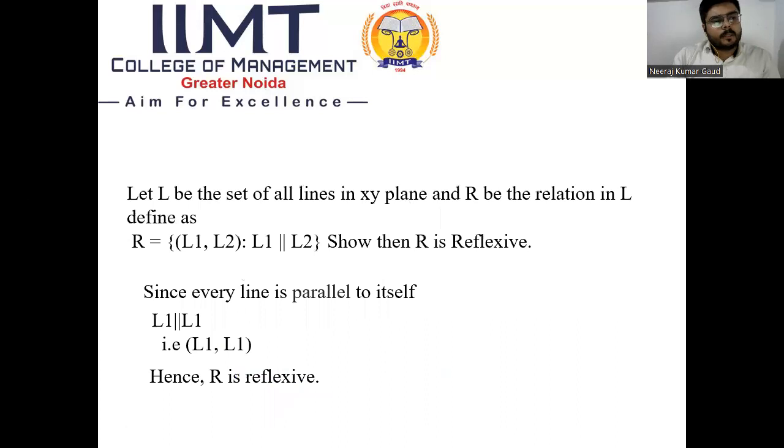Take another example. Suppose L is the set of all lines in the xy plane and R is the relation in L defined as R equals {(L1, L2) such that L1 is parallel to L2}. Now we are going to show R is reflexive. Solution: since every line is parallel to itself, that is L1 is parallel to L1, this implies (L1, L1) belongs to R. This implies R is reflexive.